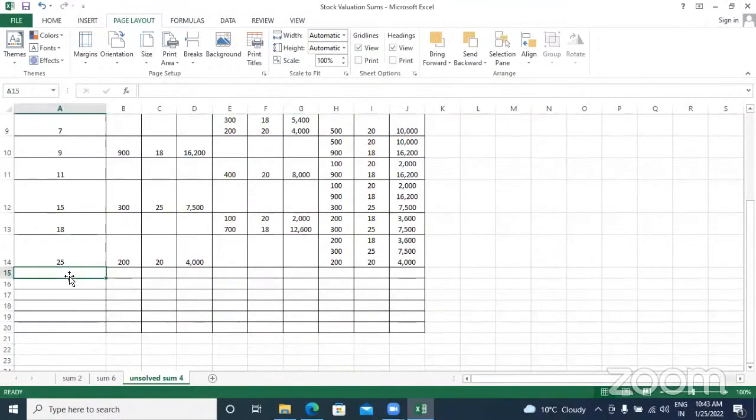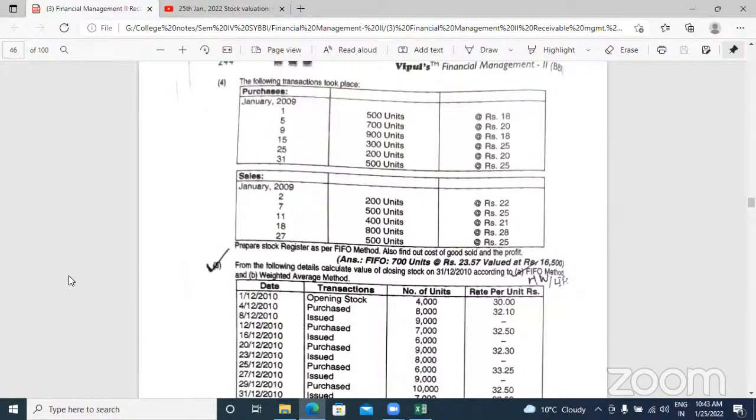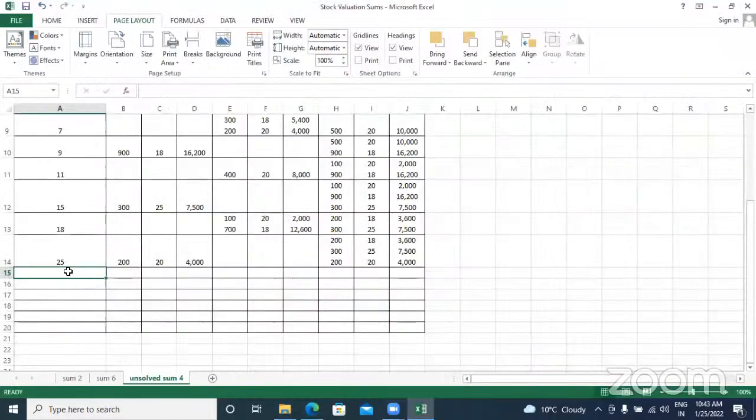Now, after the 25th date, what is the next new date? 27th. What do you do on the 27th? Sales or issued. Issued. How many units? 500 units. So the first stock is how much? 200. Very good. So out of 500, 200 units are issued. How much is left? 300. What is the second stock? 300. Out of 300, can you issue 300?